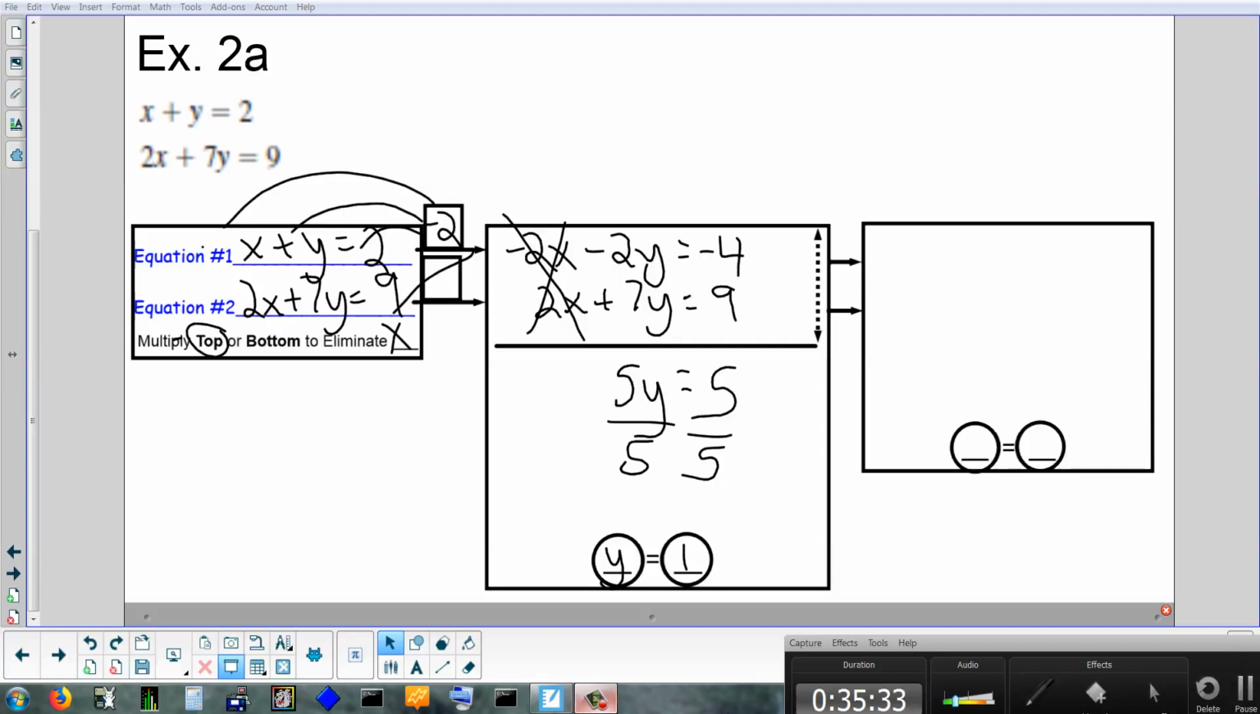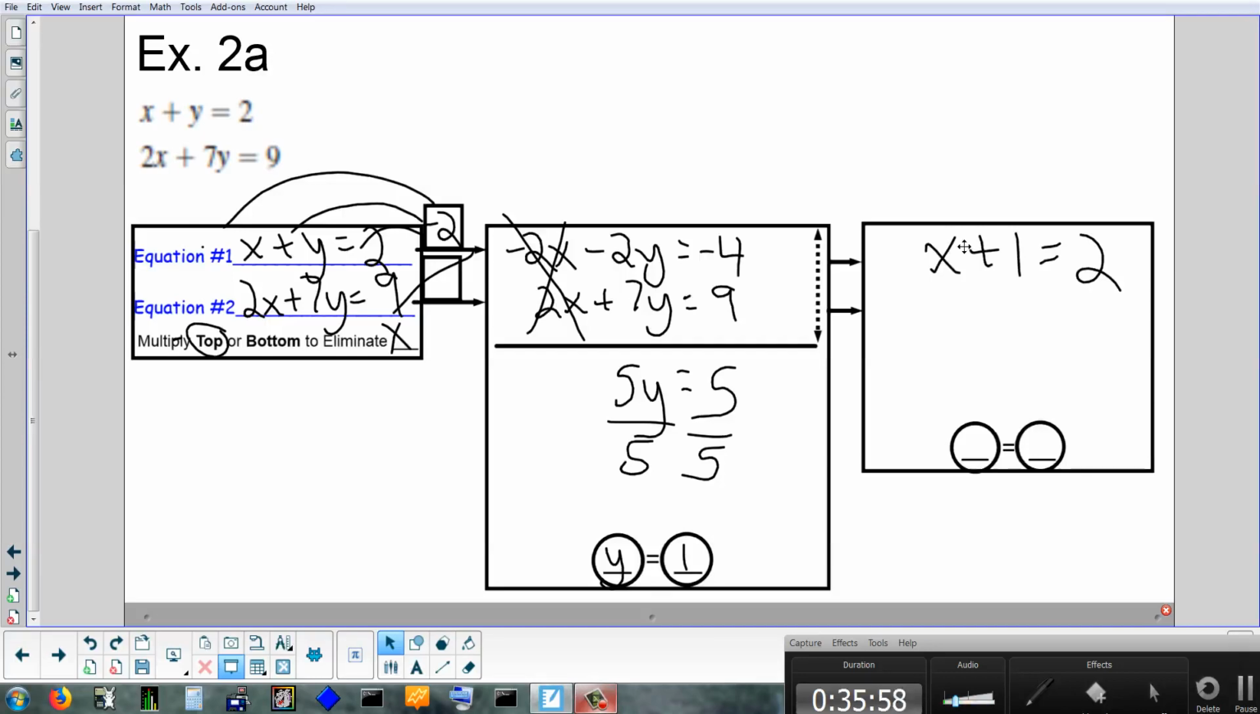Top. Yeah. Why did you pick the top, Jake? Are you not sure? I really am not sure. Okay, that's fine. Now tell me what to write. When I plug in, I'm going to plug in 1 for y. So what am I going to write if I plug it into the top equation? x plus 1 equals 2. Nice job, Jake.